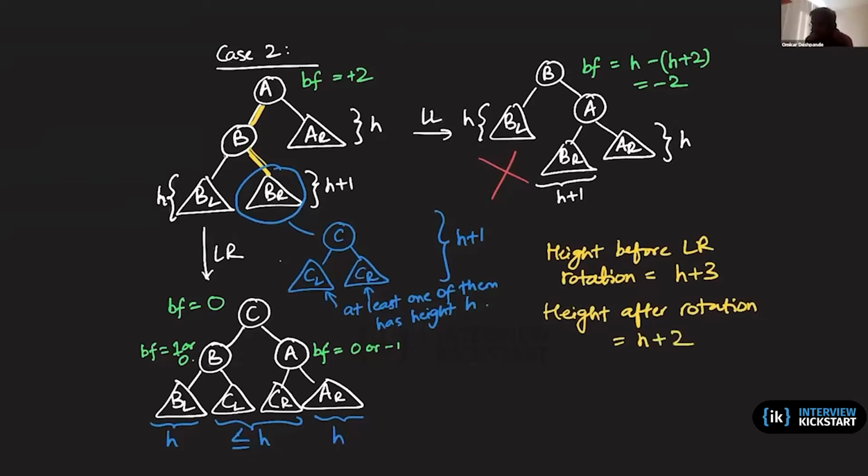This means that the height has reduced. We have achieved balance within the subtree, but the height has reduced. So after doing the rotation also, local balance has been achieved, but it's possible that there could be repercussions further up.